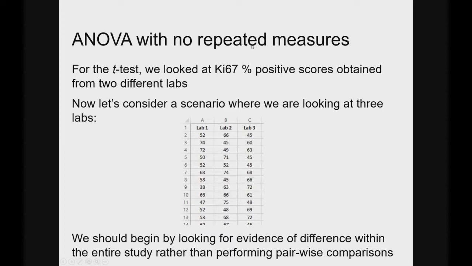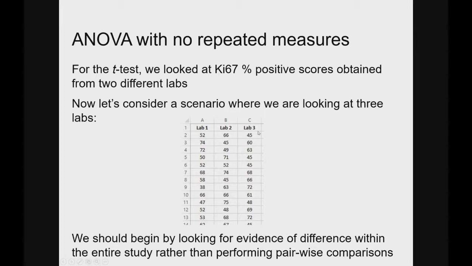All right, so let's look at ANOVA with no repeated measures. And I'm sticking with this same experimental setup because hopefully it helps us better understand the differences between our t-test situation and our ANOVA situation. So here we brought a 3rd lab into play. Everything else is the same. We've got our Ki-67 assay. We're looking at lung cancer specimens. We're having the labs stain their own specimens as they come. But here we've just got 3 labs instead of 2.